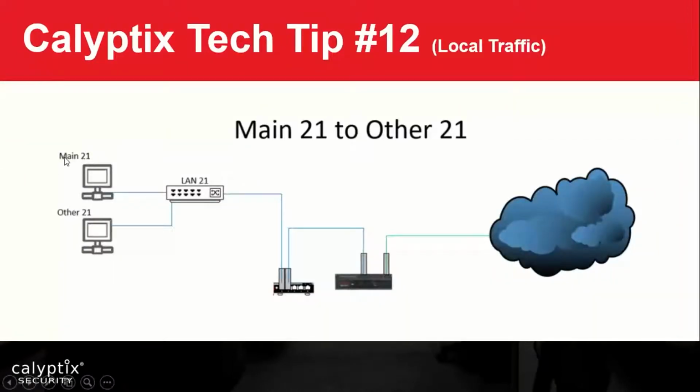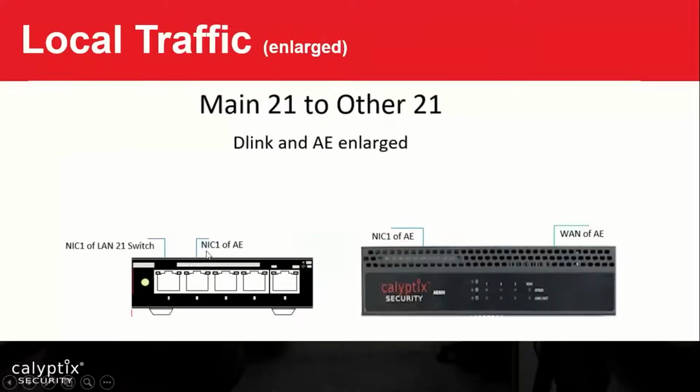So in here, we'll be going from a main 21 to other 21. It will hit the switch, but it will never bounce to the Calyptix so that you can see it going out. If we blow this up, you'll see that we have a switch connected to NIC 1, and that NIC 1 is going to the AE, and then it'll go out to the WAN.